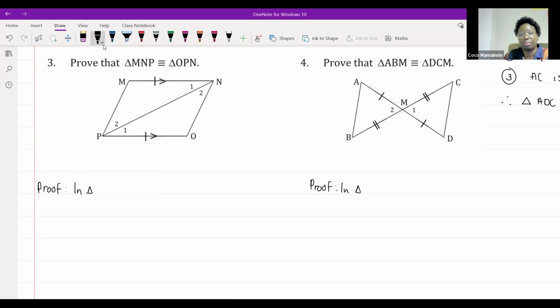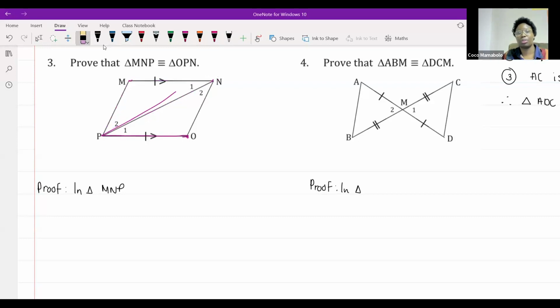Okay, so proof in triangle. Now they want me to start at MNP. So I'm going to map out MNP. M right past my arrow and my line down the middle. And then if I start the next one, I'm going to have to start at O, and then P, because if I went that way, I'd have to go up first. So I need to start at O and go past the line and the arrow and then up.